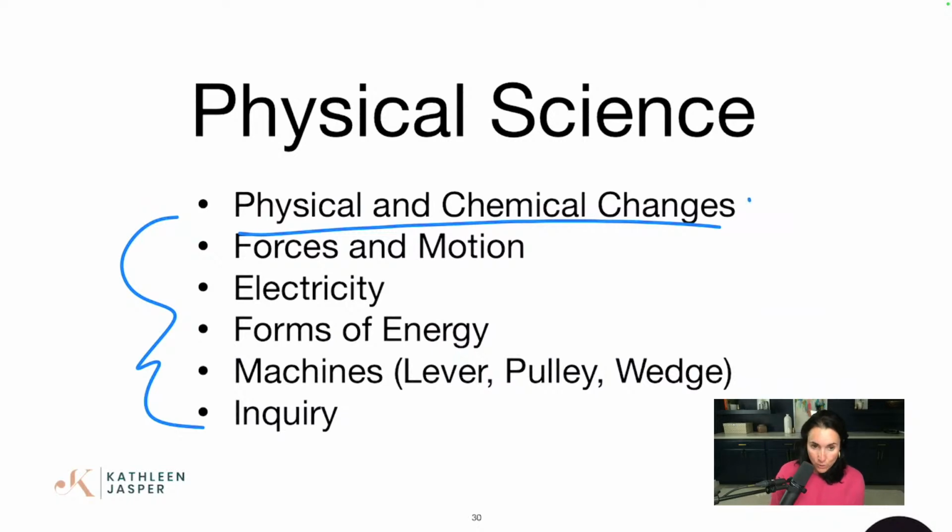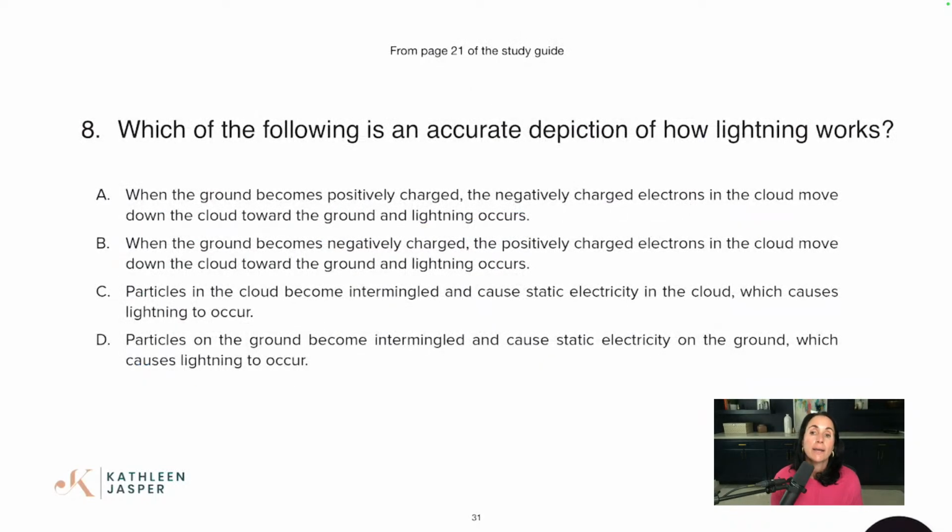Physical and chemical changes, forces in motion, electricity, forms of energy, machines, and again, you've got this word inquiry. Let's have a look here. All right. Now, this is one of those where it's just really hard. If you didn't study the way lightning works, how are you going to get this question right? Because we've got really long answer choices, I want to show you the setup of this one right here.